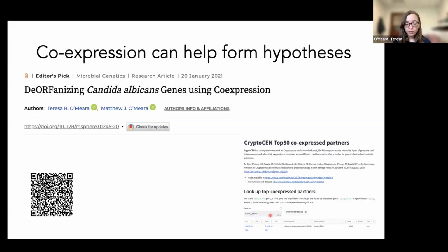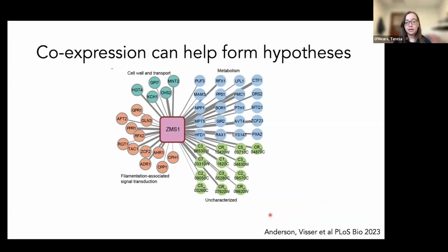So we took those 12 genes with SNPs in them and did co-expression analysis, and one of them really stood out as a transcription factor. It was uncharacterized, it's called ZMS1, but in that set of co-expressed genes was a set of filamentation-associated signal transduction genes. So all of these genes are also associated with filamentation based on other people's studies.